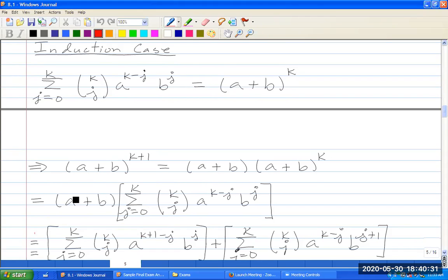For the induction case, assume that the sum, j equaling 0 to k, of kCj, a to the k minus j, b to the j, is equal to a plus b to the k. So now let's look at a plus b to the k plus 1. That's just a plus b times a plus b to the k. But a plus b to the k by the induction hypothesis is just the sum, j equaling 0 to k, of kCj, a to the power k minus j, b to the j.